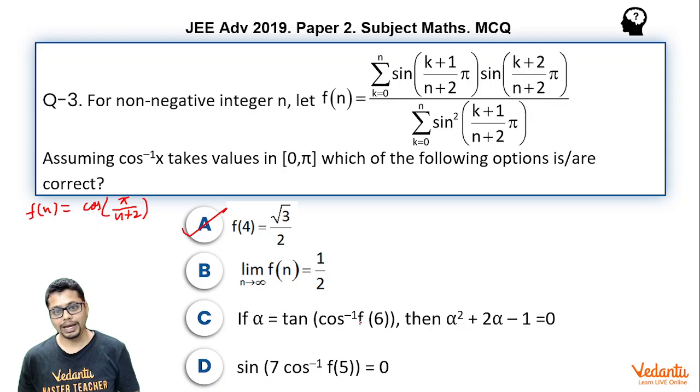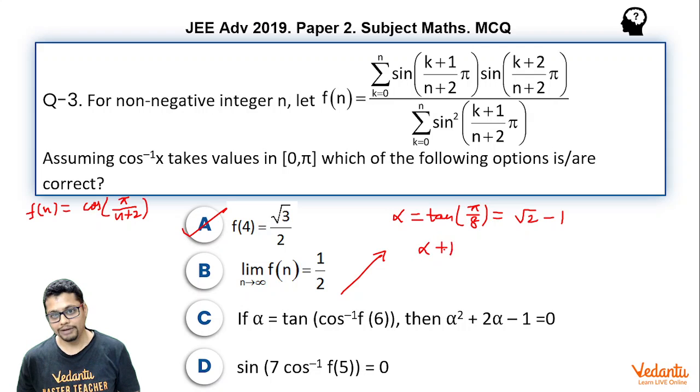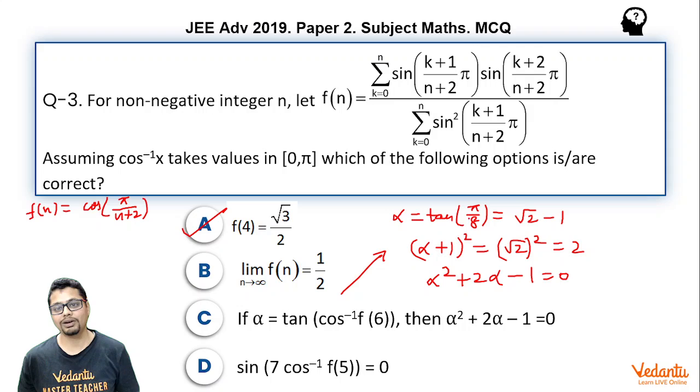Now, what about f of 6? F of 6 essentially would be cos of pi by 8. And cos inverse of cos of pi by 8 would be pi by 8. So essentially alpha becomes tan of pi by 8, which essentially is root 2 minus 1. Now if you just manipulate, alpha plus 1 would be root 2, its square would essentially be 2. So you get alpha square plus 2 alpha plus 1 minus 2, which becomes alpha square plus 2 alpha minus 1 equal to 0. So indeed alpha, which is tan of pi by 8, which is root 2 minus 1, satisfies this equation.